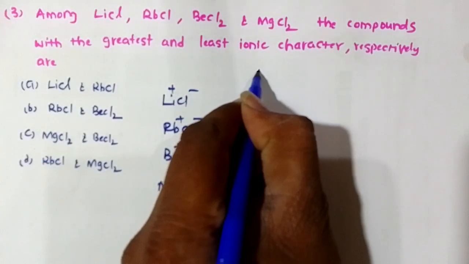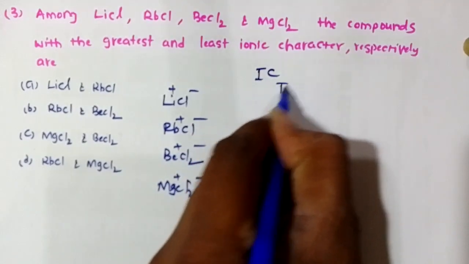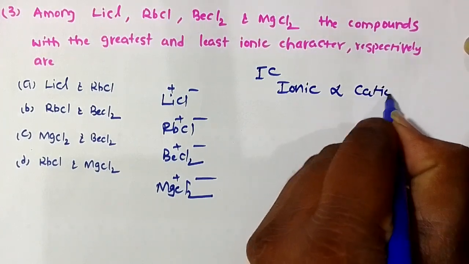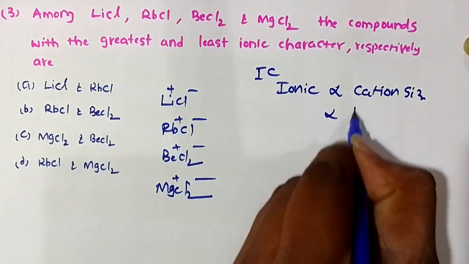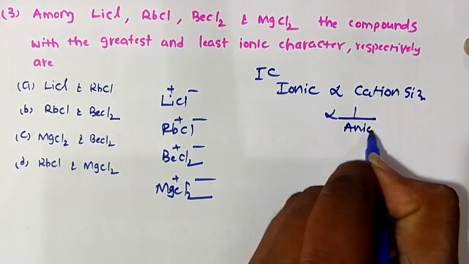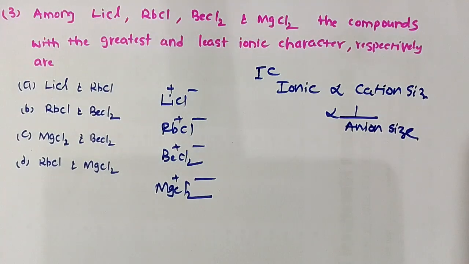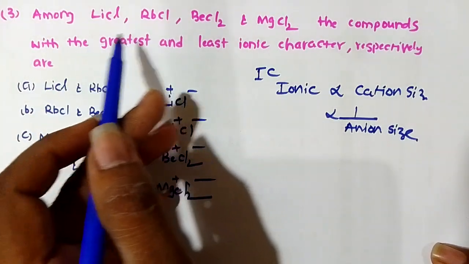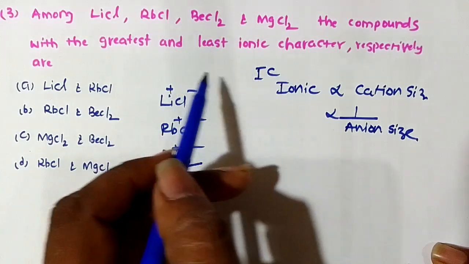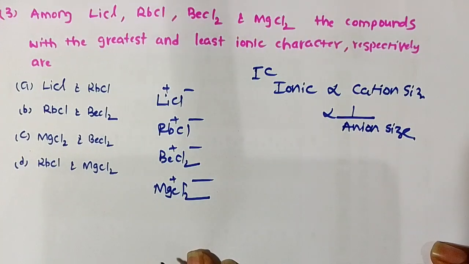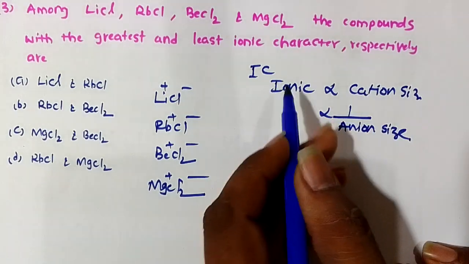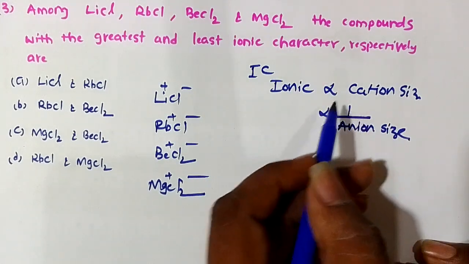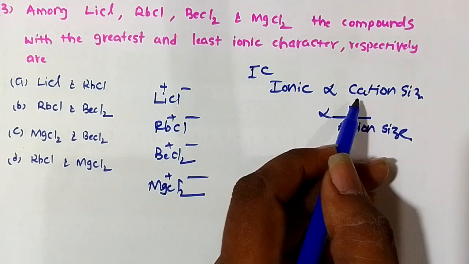Already I have given one code, that is IC, intensive care. That means ionic character is directly proportional to size of cation and inversely proportional to size of anion. Now we have to find out the compounds with the most ionic character and the least ionic character. If the cation size is more, ionic character is more. We have to find out which cation is larger, that is the most ionic character, and which cation is smaller, that is the least ionic character.